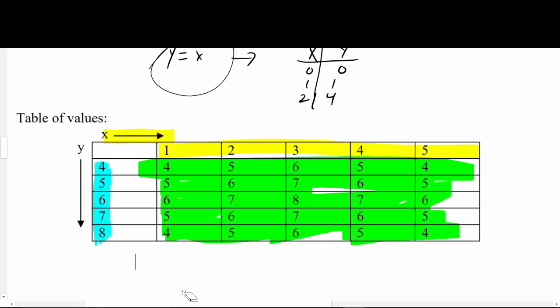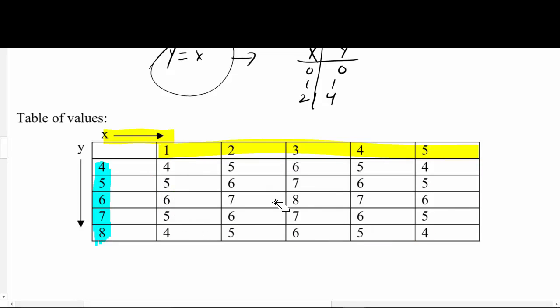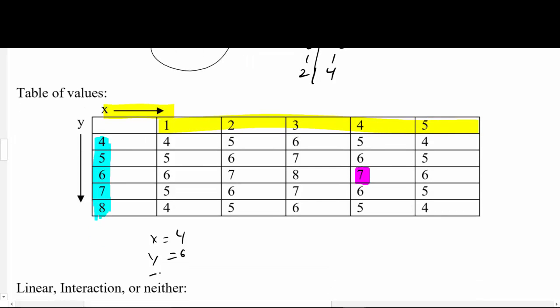So let's pick one more. Let's make sure we're getting this. Let's do this value right here. What is that one saying? Well, when the x value is 4 and the y value is 6, my z value is 7. And I would write that as an ordered triplet, so it's (4, 6, 7).